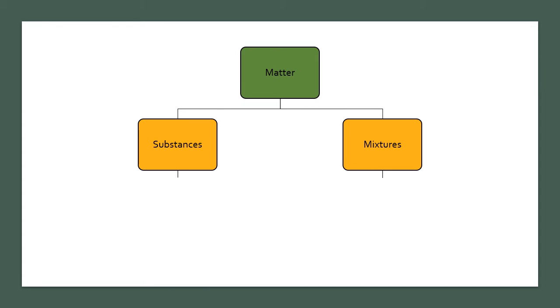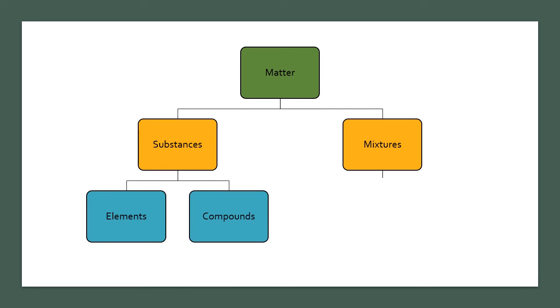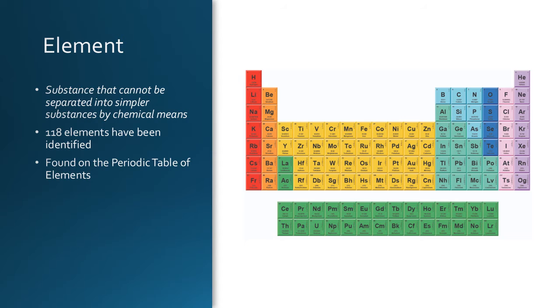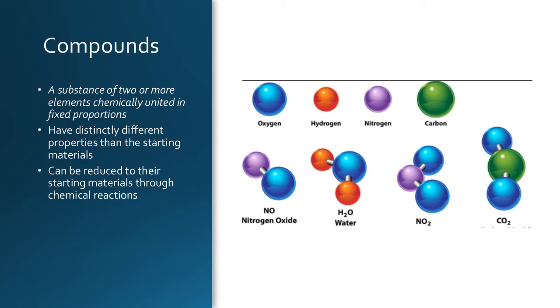Now substances can be further broken down into elements and compounds. An element is a substance that cannot be separated into simpler substances by chemical means. And to date, there have been 118 different elements identified. You can find them all on the periodic table of elements that's shown here. Now, a compound is a substance of two or more elements that are chemically united in fixed proportions. They have distinctly different properties than the elements that make them up, but they can be reduced to their starting elements through chemical reactions.